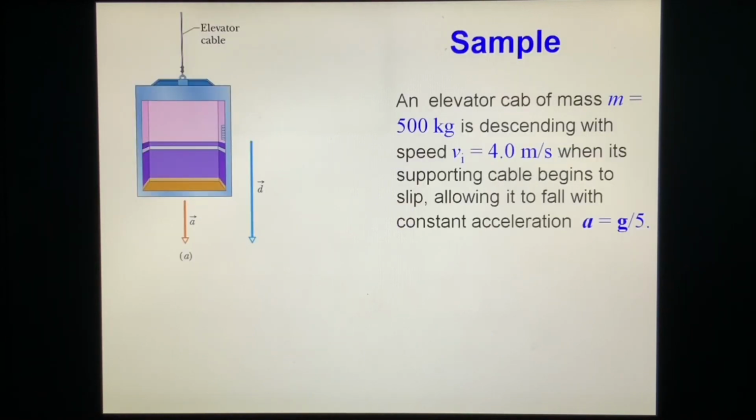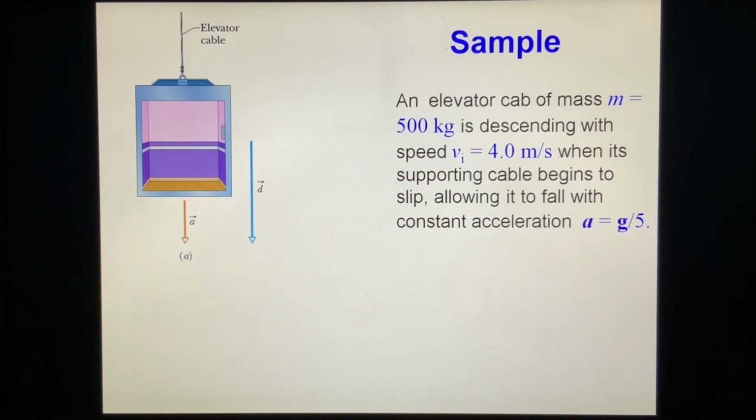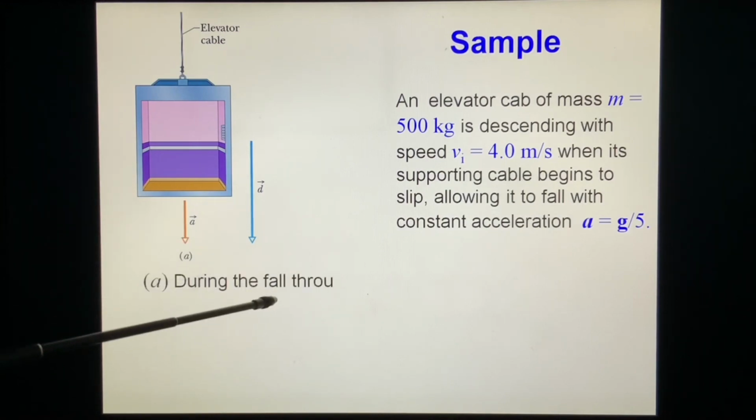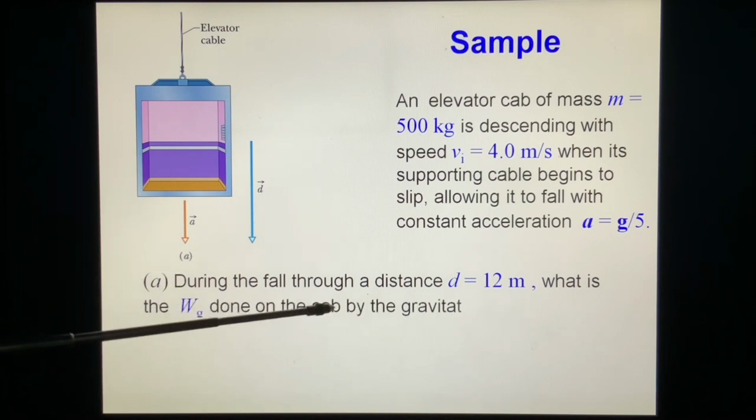Sample. An elevator cab of mass m equal to 500 kilograms is descending with speed v0 equal to 4.0 meters per second. When its supporting cable begins to slip, it is allowed to fall with a constant acceleration a equals g over 5. Question A. During the fall through a distance d of 12 meters, what is the work done by the gravitational force on the cab?